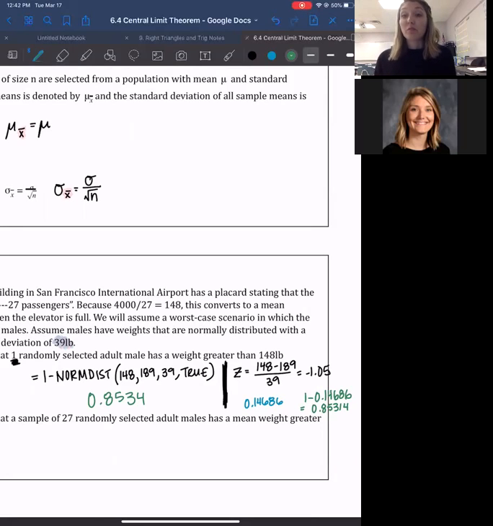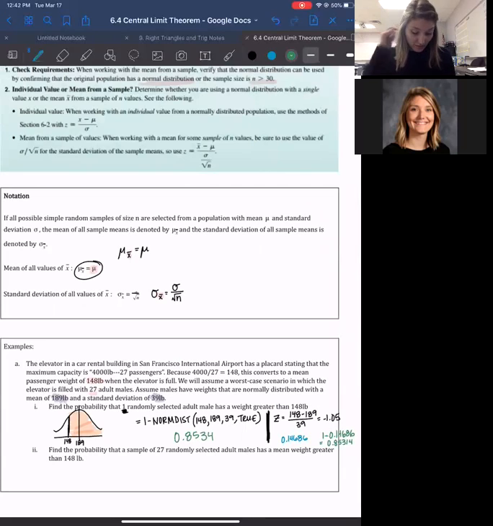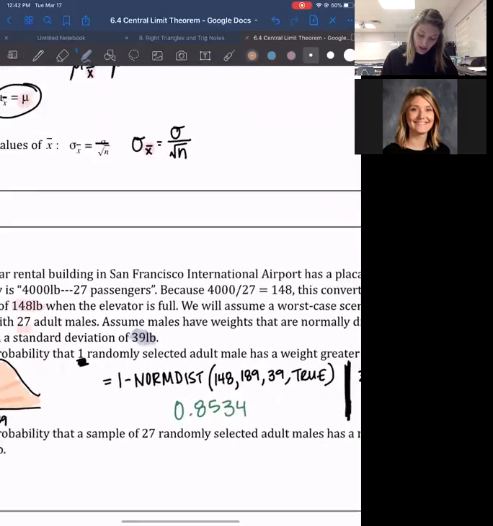Okay, so that's a problem you've seen before. That's nothing new, but the next piece of it is going to be a little bit different. So see how in part B it says, find the probability that a sample of 27 randomly selected adult males has a mean weight greater than 148.